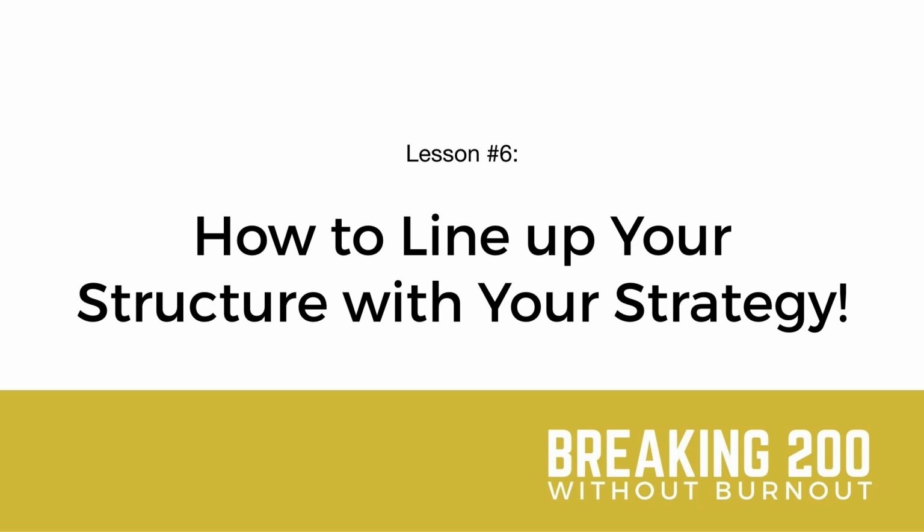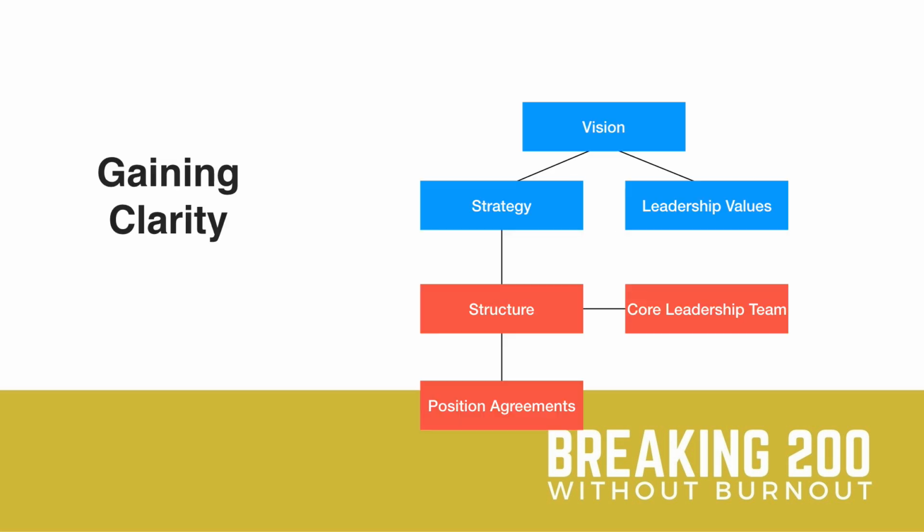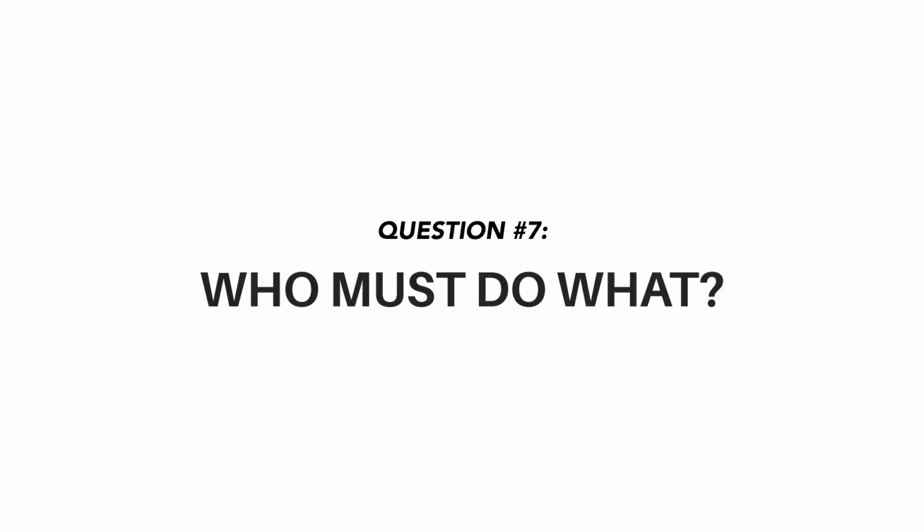All right. So lesson number 6 is how to line up your structure with your strategy. We talked about vision, we talked about strategy, and we talked about leadership values. So now the next thing we need is to create structure. And structure answers the question, who must do what?